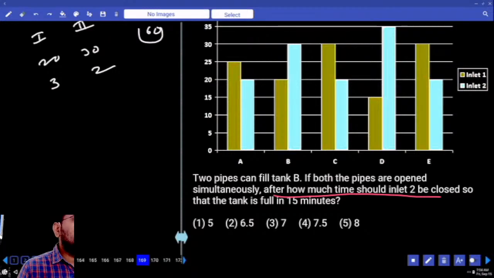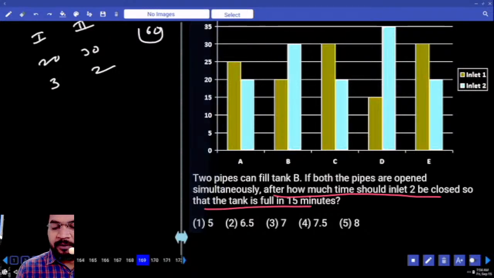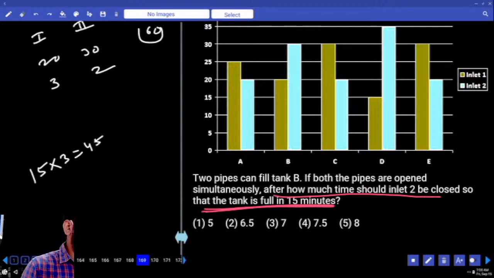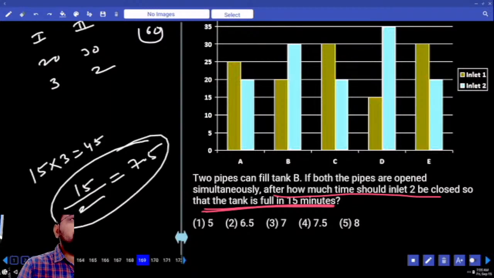Inlet 2 will be closed at some point, but inlet 1 is there from starting to ending. Up to 15 minutes inlet 1 is there. Inlet 1, 15 into 3 is 45. This 45 is filled by inlet 1 only. The remaining 15 is filled by inlet 2. Inlet 2 efficiency is 2, and it will take how much time? Inlet 2 is working up to 7.5 minutes. After 7.5 minutes, inlet 2 is closed.